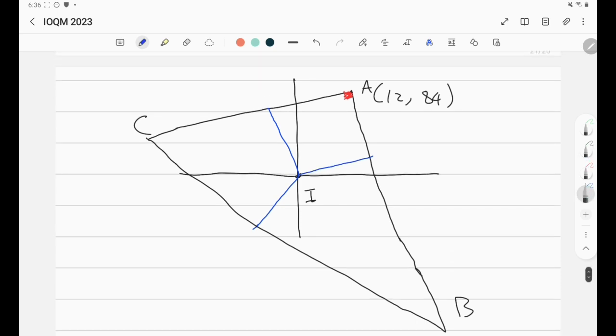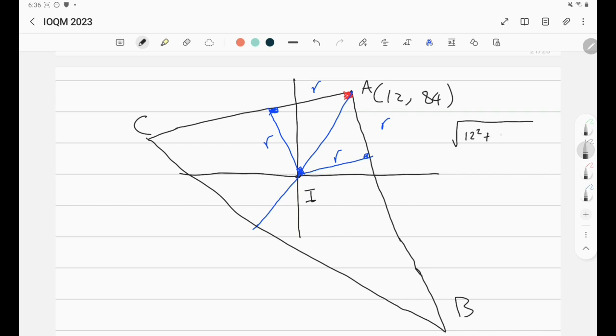Let's think about it. B and C are lattice points, and I is the incenter. How can we translate the idea that I is the incenter? First of all, you know that this is a square, and this is R. But because we know what this is, we can calculate it, because we can use this idea by Pythagoras.